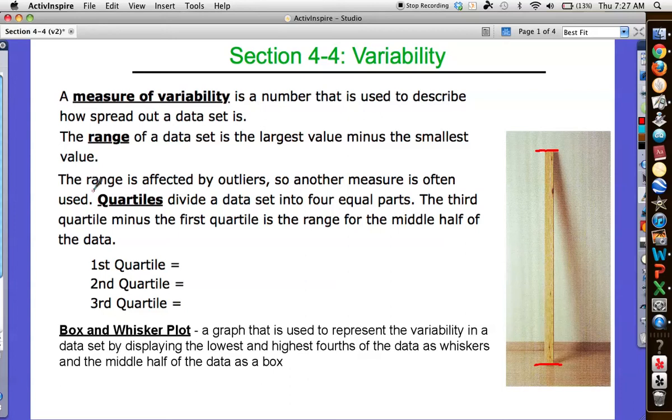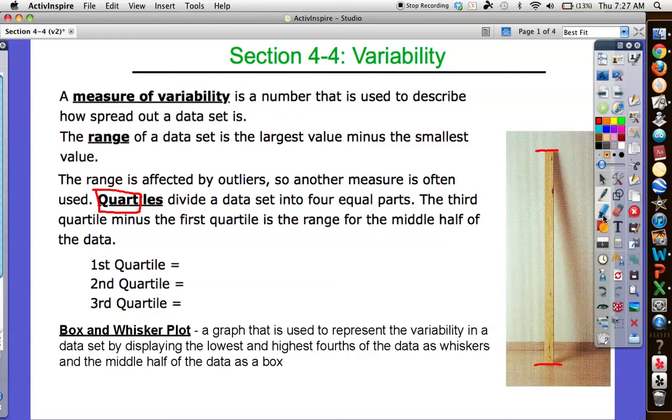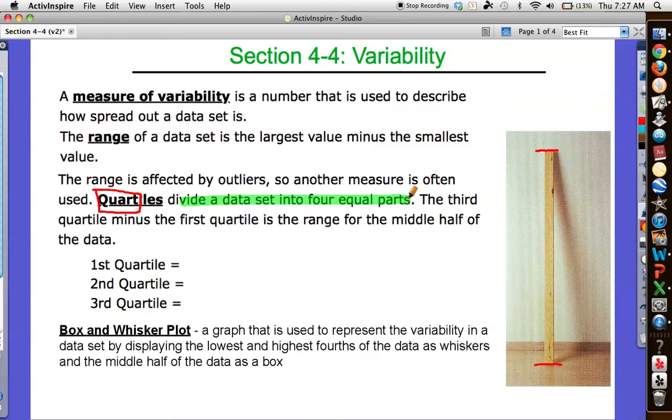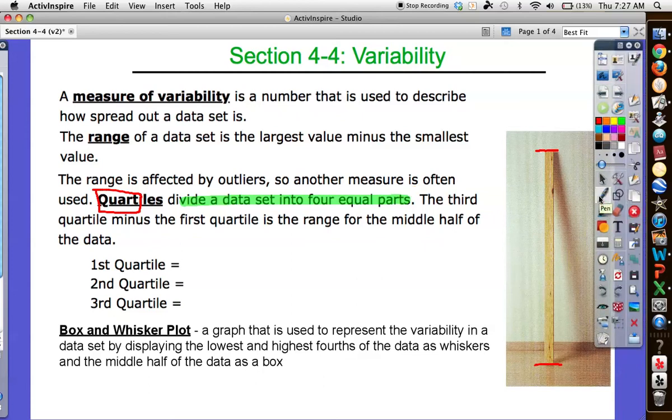If you look at the root word, quarter, notice it's divide. I want you to underline or highlight this. Quartiles divide the data into 4 equal parts. Just like a quarter is a fourth of a dollar, a quartile is a fourth of the data. We've already kind of done this.